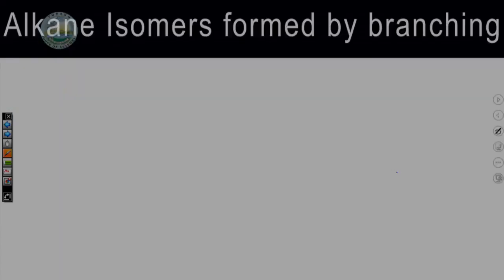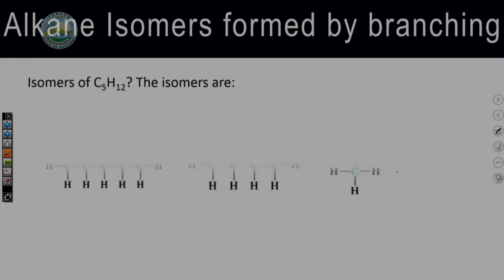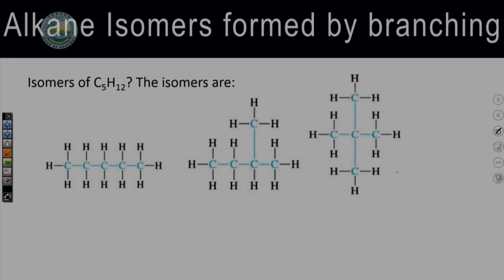So alkane isomers form by branching. Let's look at this one here. Isomers of C5H12. Remember I said we weren't going to do this one here because it's already in. The isomers there are 3 of them. Okay? So the 3 of them, if we can just look, we can name them as well.